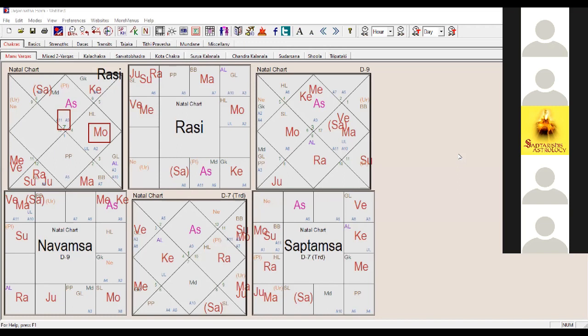Now see how many planets are connected with the moon in this whole activity. Moon is connected with Rahu and Jupiter. Why? Because Rahu and Jupiter are aspecting moon from the 5th aspect. Is it clear?